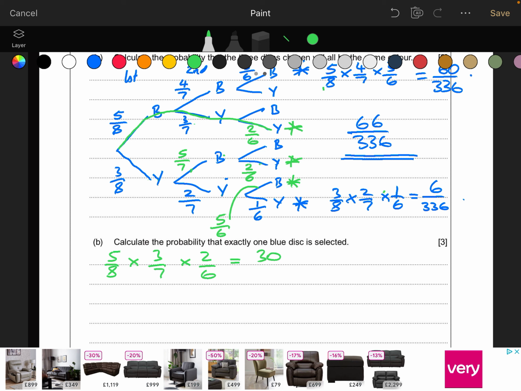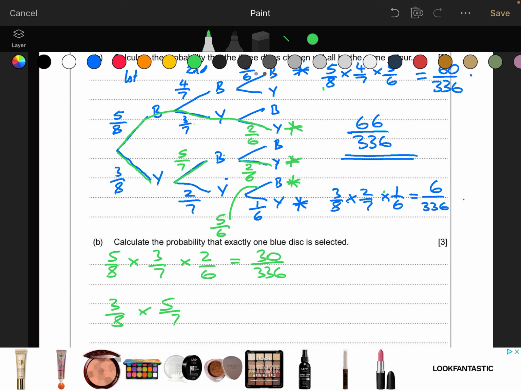And then 8 times 7 times 6 we've already done, that's 336. And then going down the next route was to this one. We've got 3 over 8 times 5 over 7 times 2 over 6. So that's 3 over 8 times 5 over 7 times 2 over 6. And you notice this is just these two swap round. Okay, so again, that's 30 over 336.